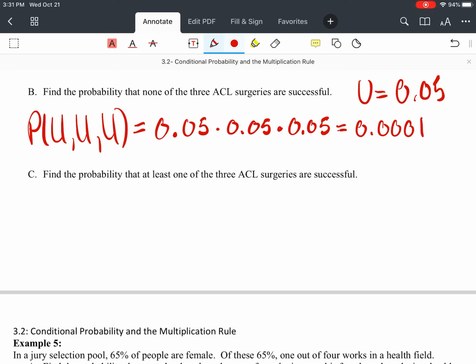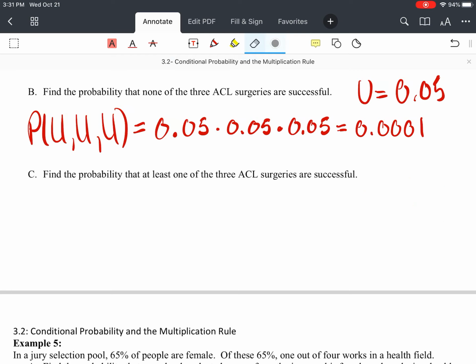So the third part says to find the probability that at least one of the 3 ACL surgeries is successful. Well, we could have the first one being successful, the second one successful, the third one successful, right? That's one set of probabilities. We could say the first one's successful, the second one's unsuccessful, the third one's successful. And then the first could be successful, the second unsuccessful, the third unsuccessful, and we could keep going on forever, and we'd have to do a lot of work to find it out.